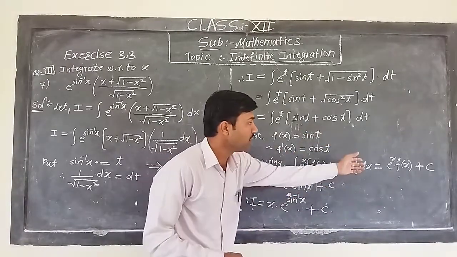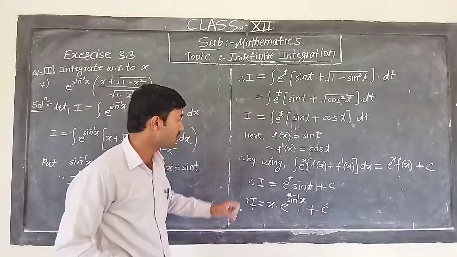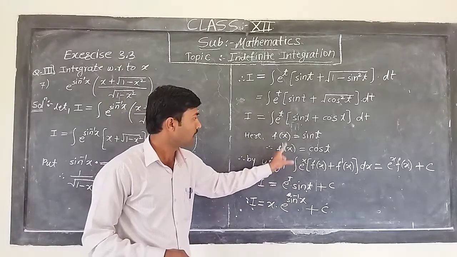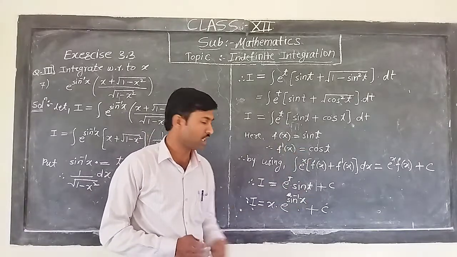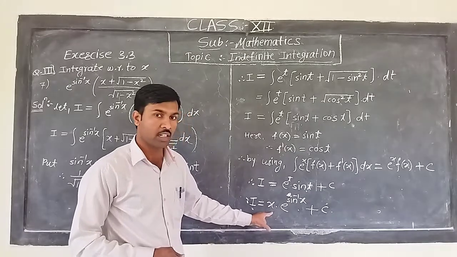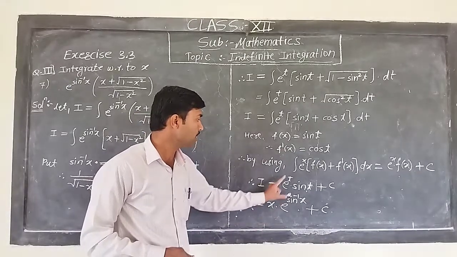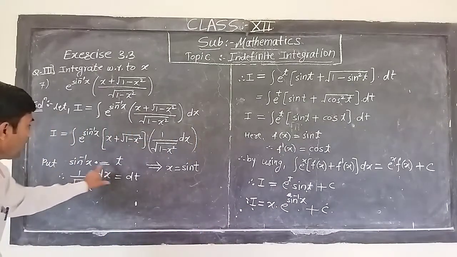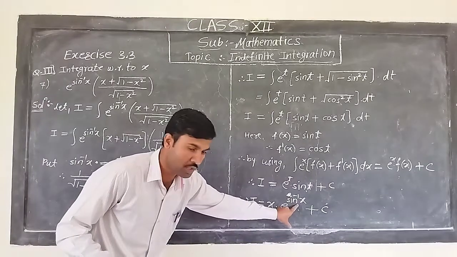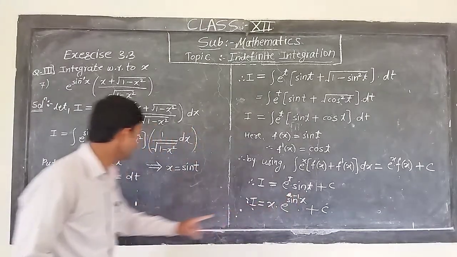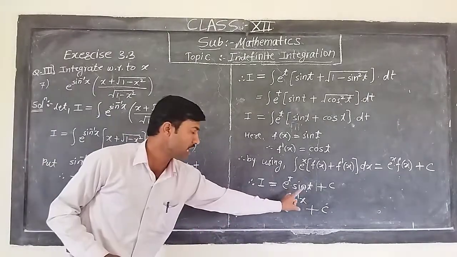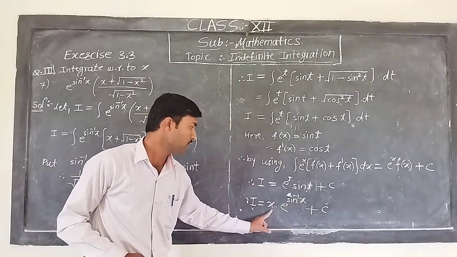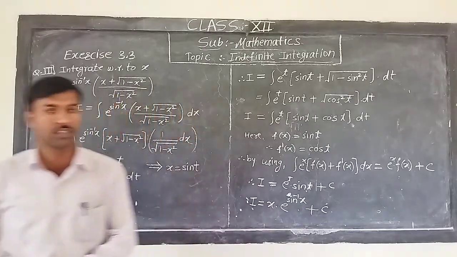So its answer will be e raised to x into f of x plus c. So we can write e raised to t into f of x, where f of x is sin t, plus c. After replacing our substitutions, e raised to the power t, where the substitution for t is sin inverse x, is e raised to the power sin inverse x into sin t. Sin t is x. So as it is in multiplication, I write this term as the first term. So it is x e raised to the power sin inverse x plus c. This is the solution.